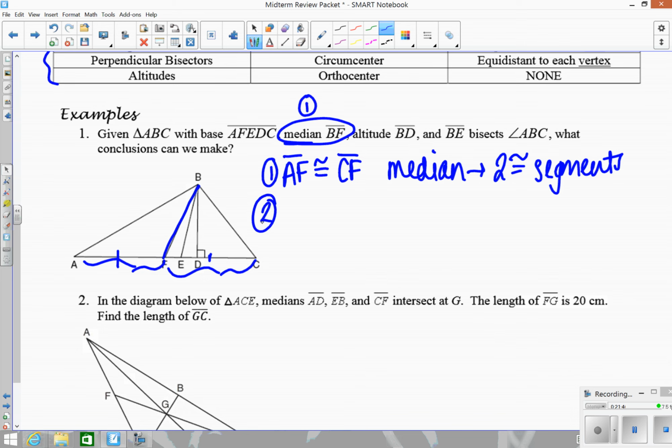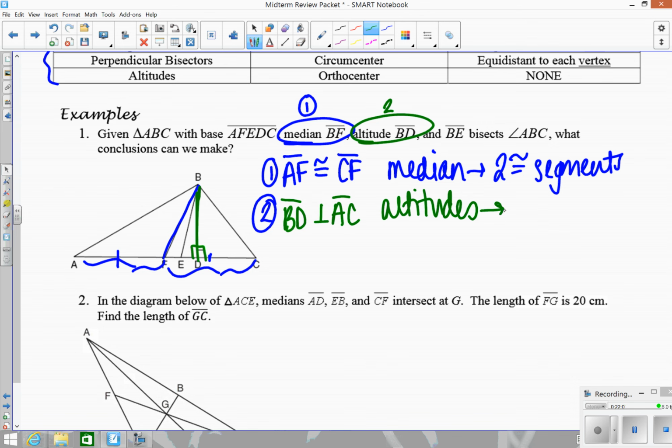And then you can say, well, the next one here, I have an altitude. So number 2, using the altitude. So if BD is an altitude, it's perpendicular to the opposite side. So I can say BD is perpendicular to AC because altitudes imply perpendicular lines. Now you could go further and say you have right angles, but basically once you know you get perpendicular lines, then you can imply the right angles after that.